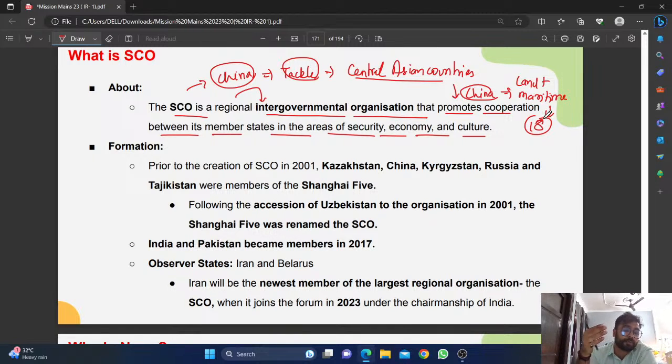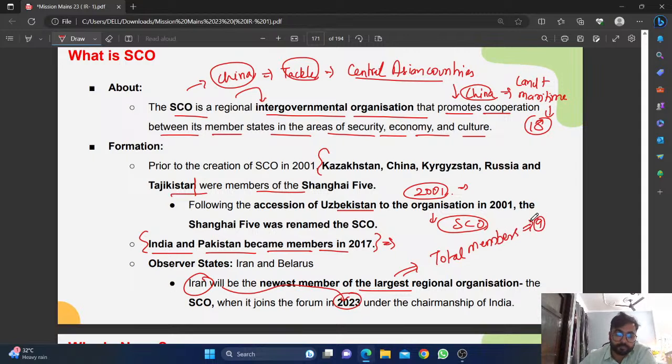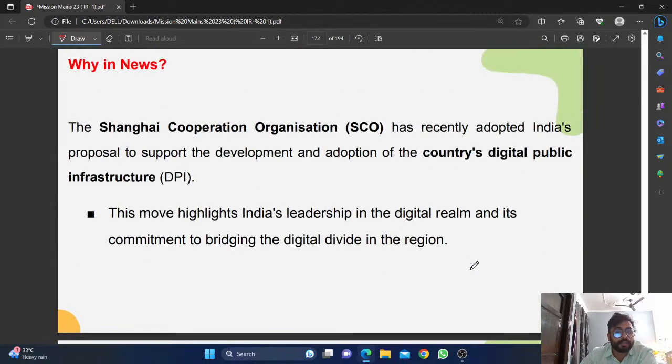Now prior to the creation of SCO, it was known as Shanghai 5. In 2001, when Uzbekistan joined Shanghai 5, it became SCO, the Shanghai Cooperation Organization. Later on, India and Pakistan became its members in 2017, and this year Iran has joined SCO for the first time, and the total members have increased to 9. Is it clear? Then guys, why was the Shanghai Cooperation Organization in the news?